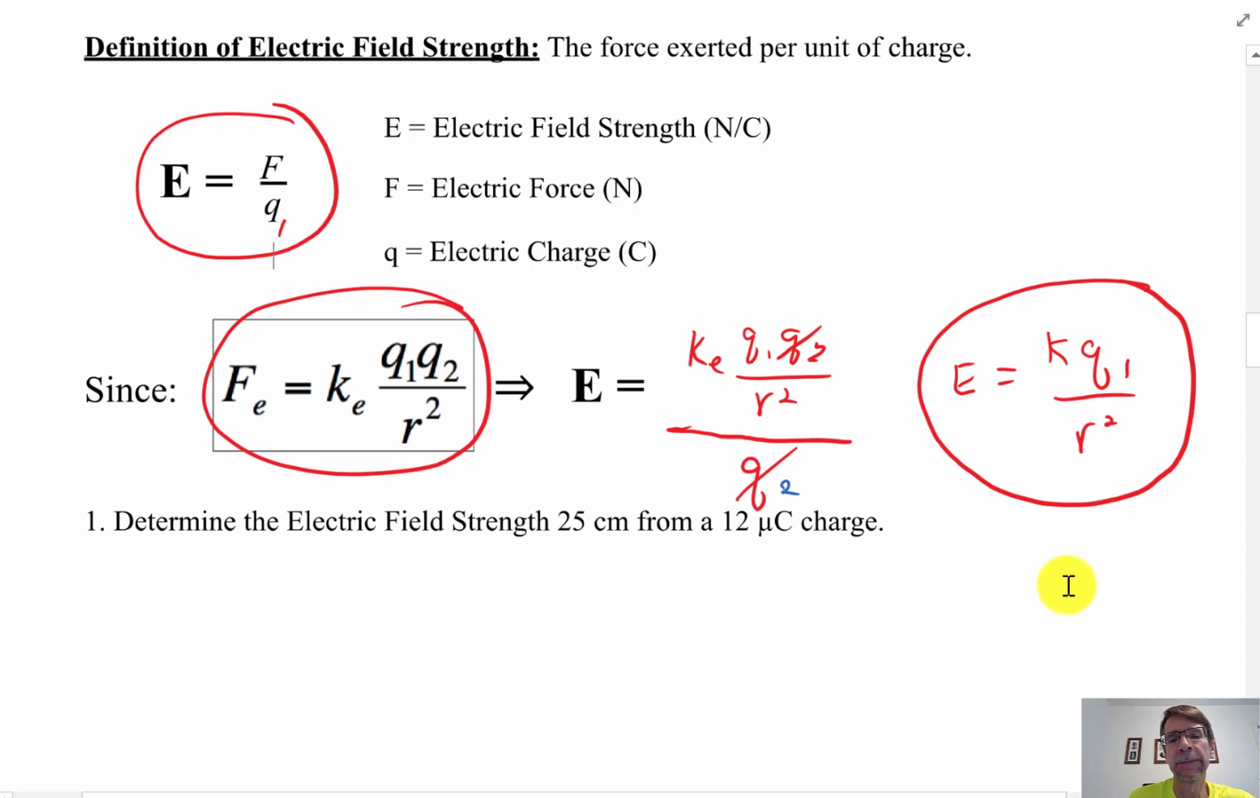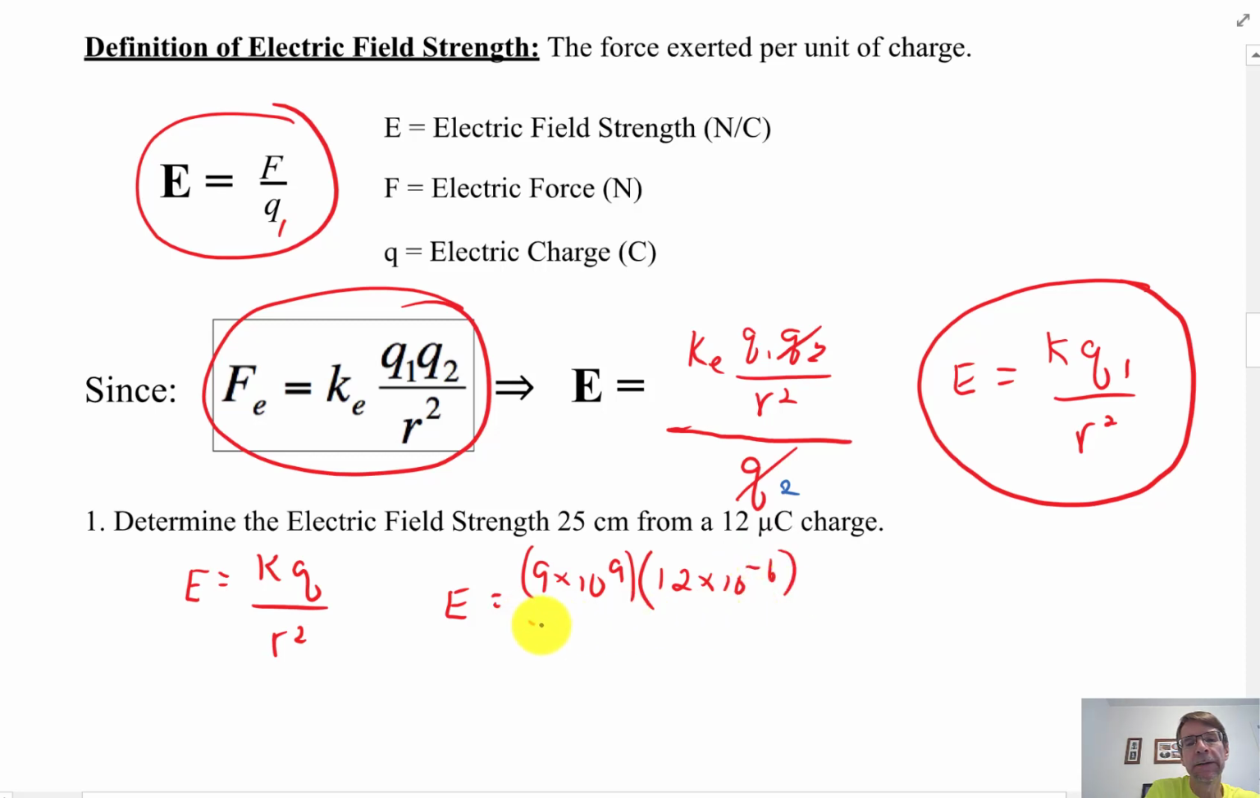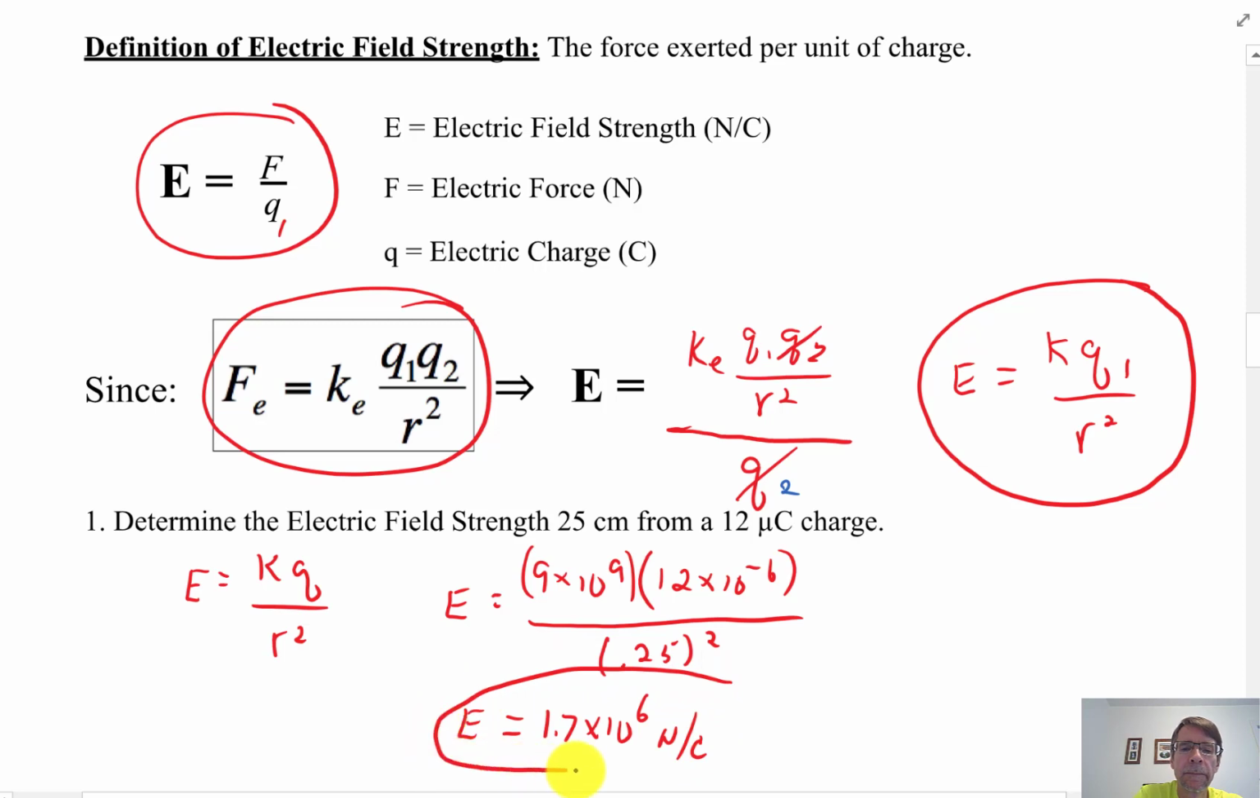So we're going to use this equation over here, E equals KQ over R squared, since this gave us R. So I'm finding E is 9 times 10 to the 9th, same as before, times Q, 12 micro, which is 12 times 10 to the negative 6, divided by 0.25 squared. Once again, don't forget the square on that, and don't forget to put that in meters. If you do the math, you get 1.7 times 10 to the 6th newtons per coulomb. That's the electric field strength.